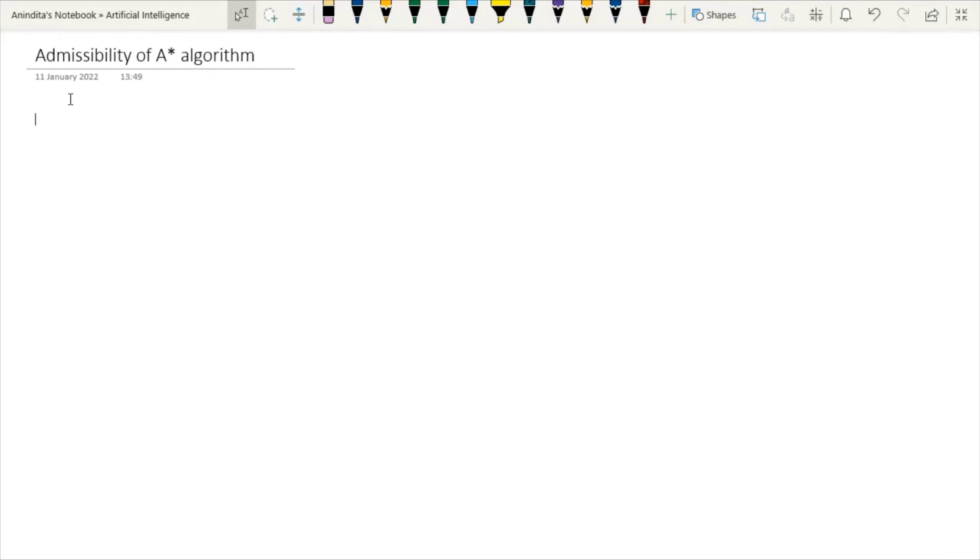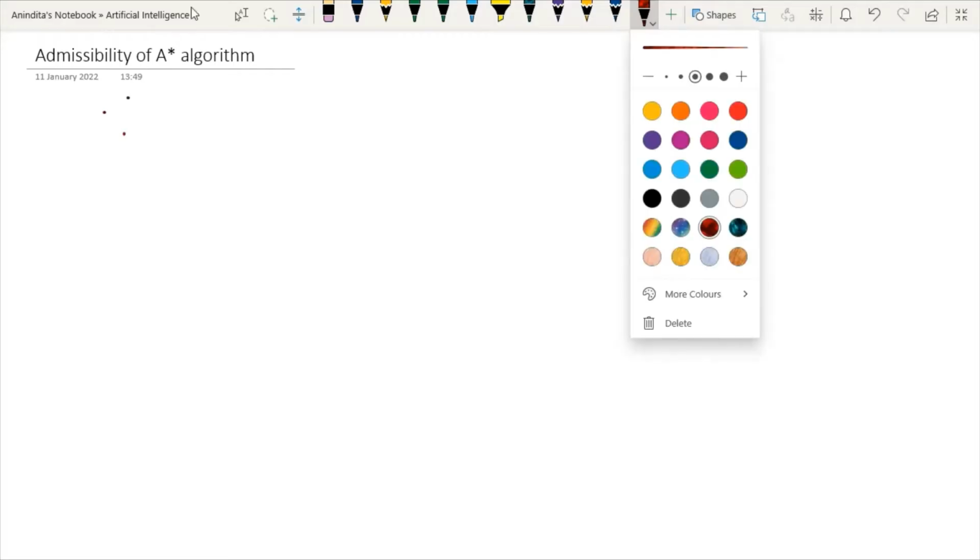Today we have to prove that the A star algorithm is admissible in nature, meaning it satisfies the property of heuristics. So from where should we start? This is the first question in case of proving this part. Now, what we discussed in the previous class, we have to remember the first point about this.